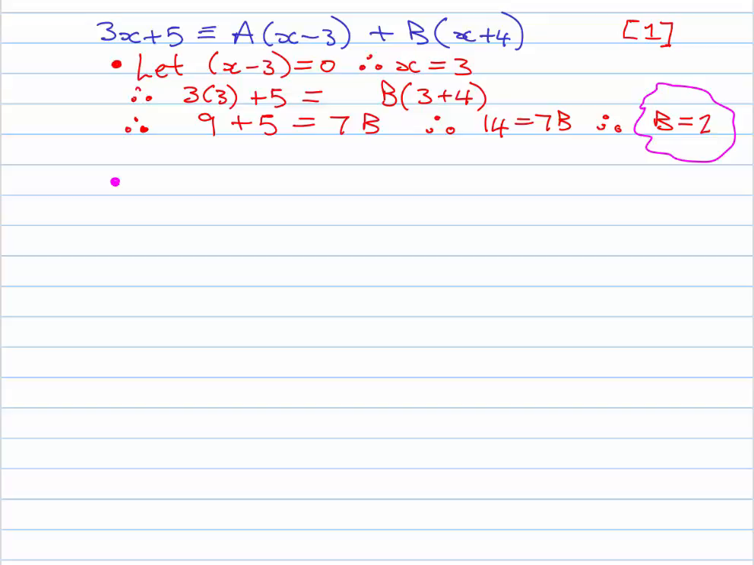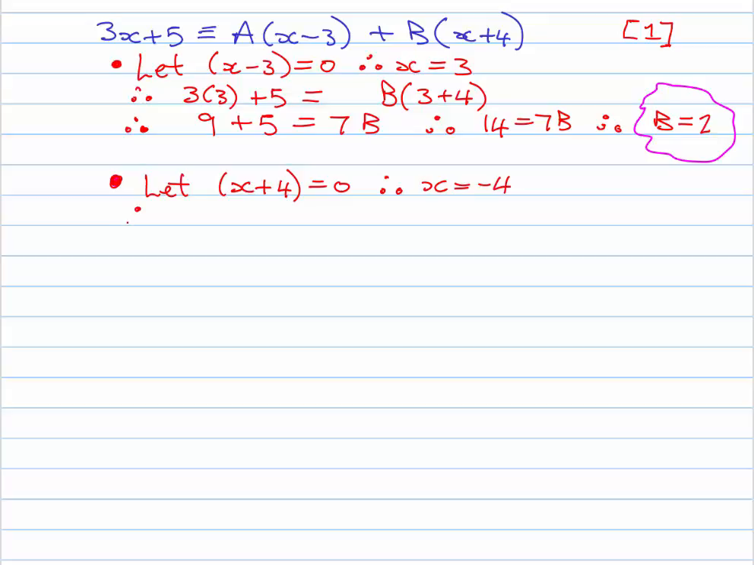So next bullet, let's go back to red. I'm going to say let that other bracket equal 0. Therefore, what's the value of x then? If x plus 4 equals naught, x must have a value of minus 4. Okay, so x has a value of minus 4.